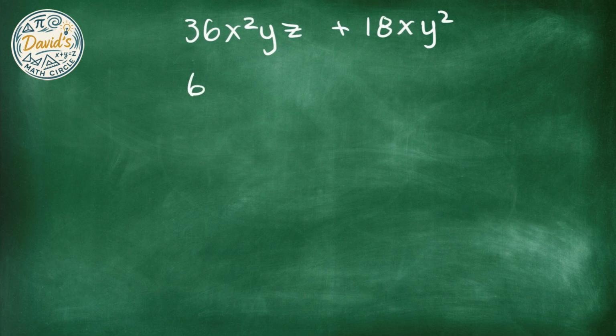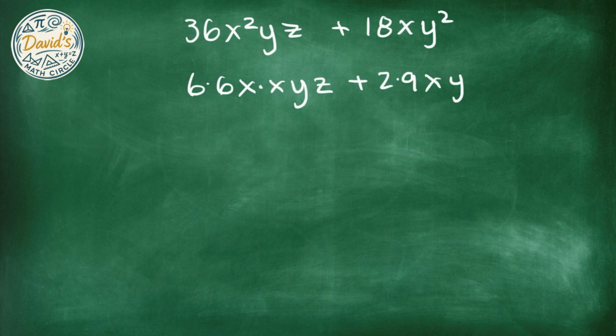I know 36 is 6 times 6. x squared is x times x, and y and z. We're already there. Let's do the same thing with 18xy squared. So 18, what is 18? It can be 2 times 9, x, y times y.